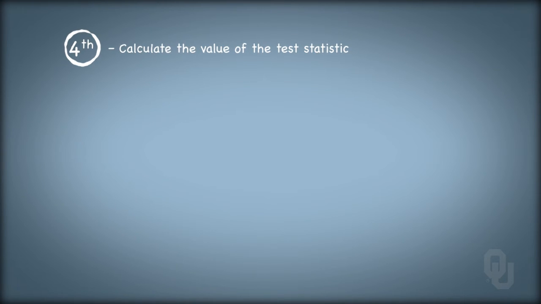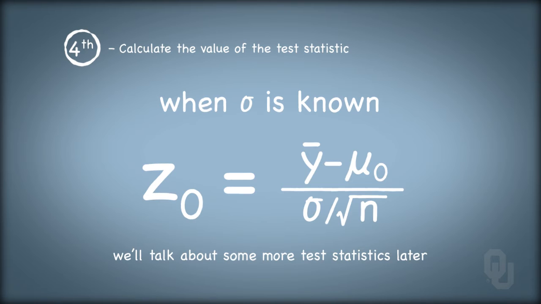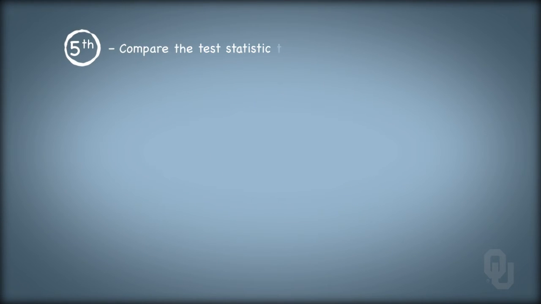We'll talk about the test statistics for hypotheses for the other population parameters later, but for now, all we've discussed is the test statistic for hypotheses about a population mean when sigma is known. For this case, the z-test statistic is the difference between the sample mean, y bar, and the hypothesized mean, mu0, divided by sigma over root n. Fifth, we compare the test statistic to the critical value or values.